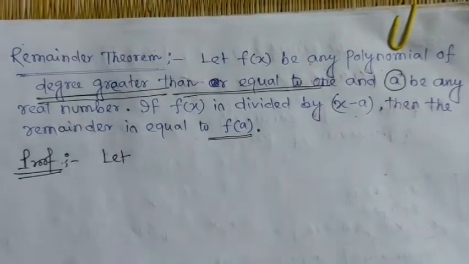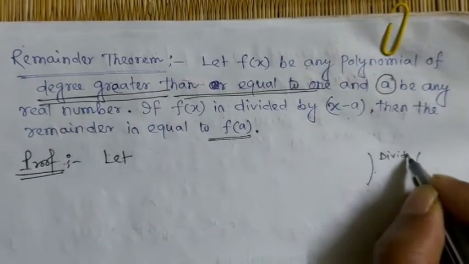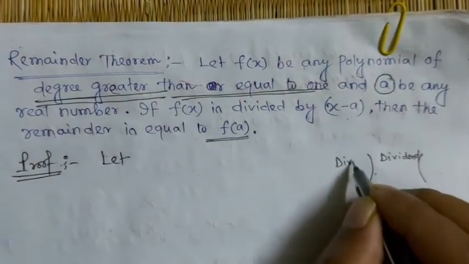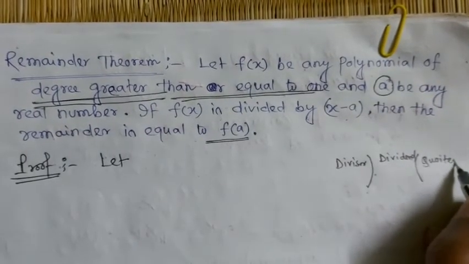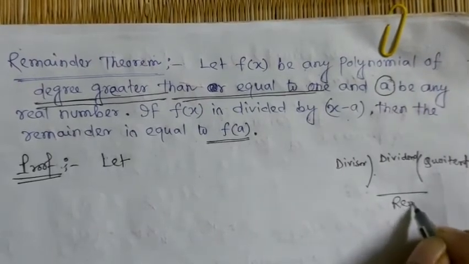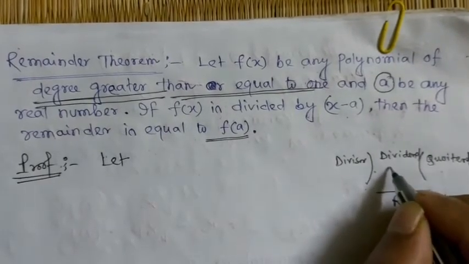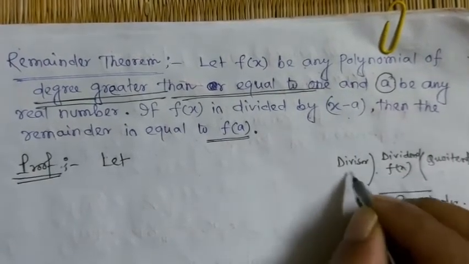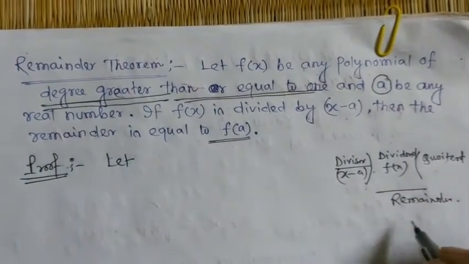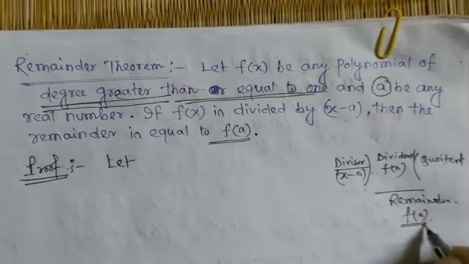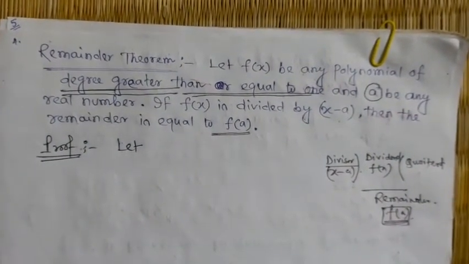In the case of division, this one is the dividend, this one is the divisor, and this one is the remainder. Here this one is f(x), which is given, the divisor is x minus a, and these two numbers are not given. The remainder is f of a, and we have to prove this. The quotient is not given and the remainder is also not given. We have to find what the remainder is.